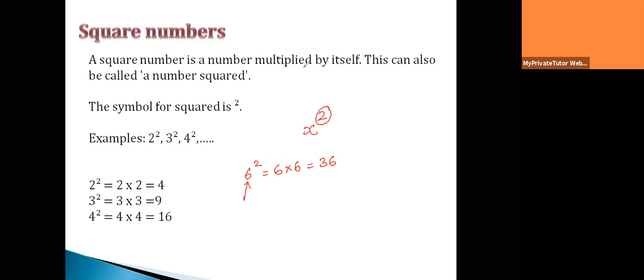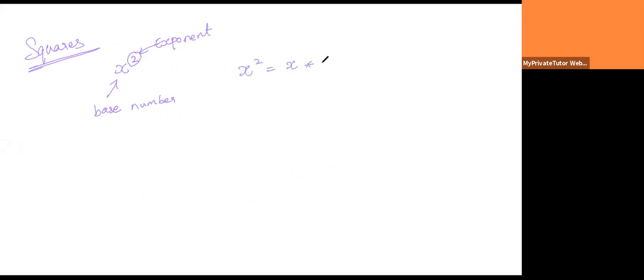Okay, let's go to the whiteboard. Squares. Again, as I said, the square is denoted with an exponent as 2. This 2 is an exponent or a power, and here x is a number, which is the base number. So what do you mean by x square? x square, in a sense, x times x.